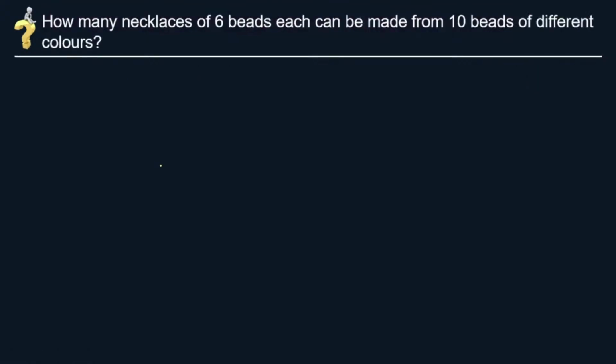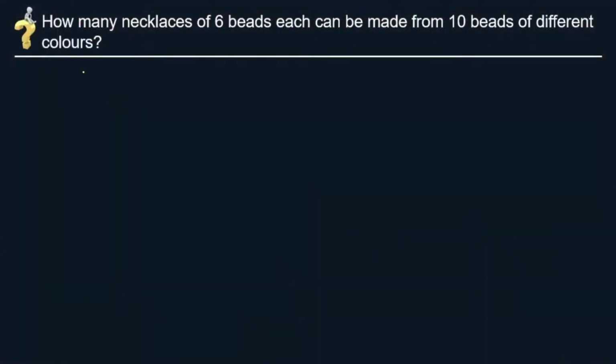How many necklaces of 6 beads each can be made from 10 beads of different colors? Now, you have to make a necklace with 6 beads, and the 6 beads will come from 10 different beads which are given to us. Clear? So what will be the total number of arrangements? It will be 10P6.